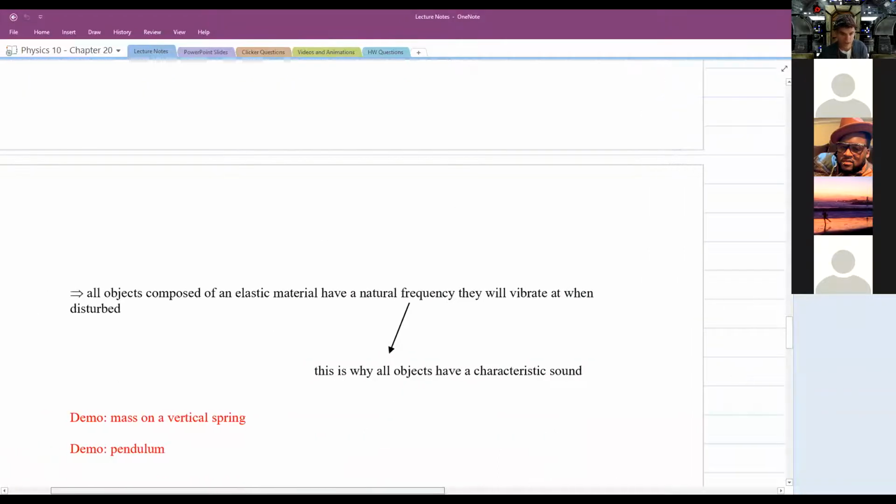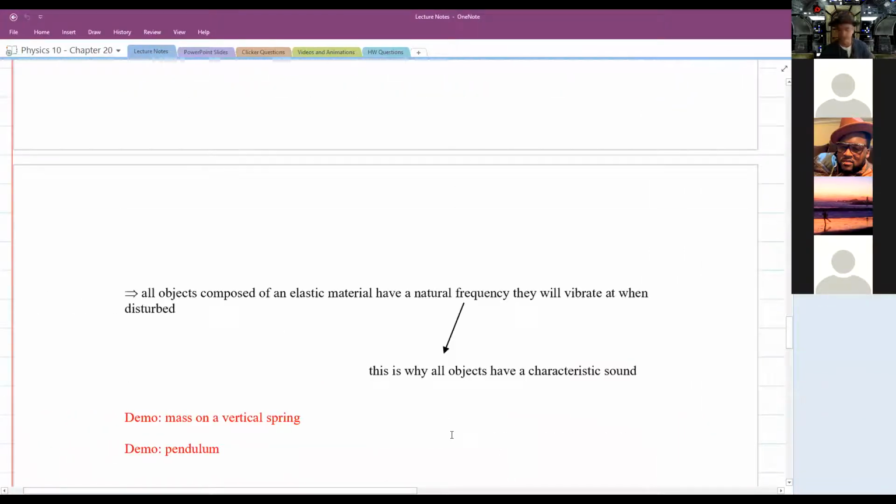So all objects sort of have a characteristic sound because all objects basically have what's called a natural frequency. So like a tuning fork, every time I hit a tuning fork, it oscillates back and forth at the exact same frequency because that's the natural frequency of the tuning fork. Everything that can oscillate back and forth has a natural frequency. A glass has a natural frequency. Keys, if I drop them, have a natural frequency.